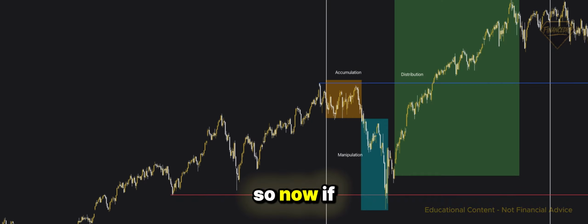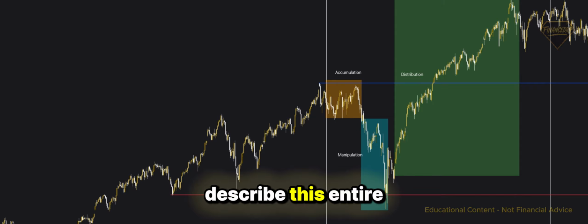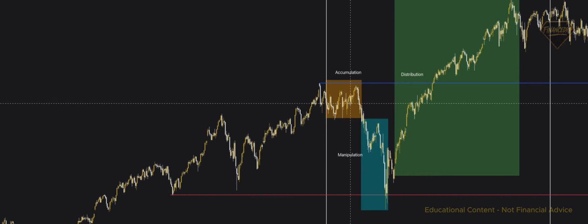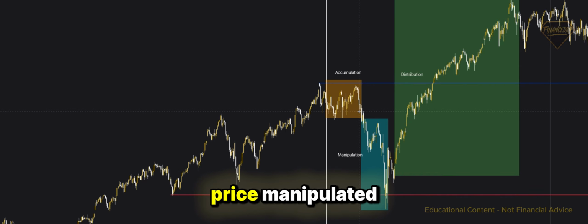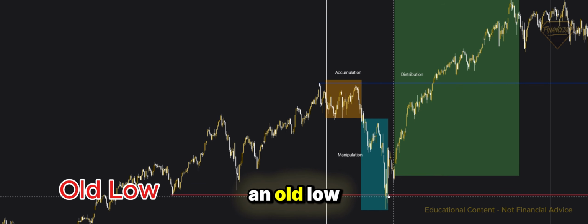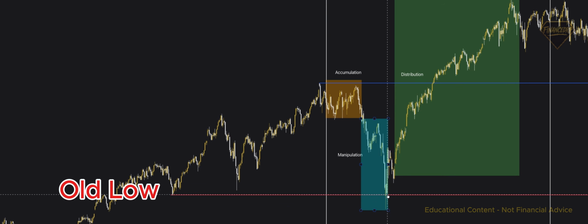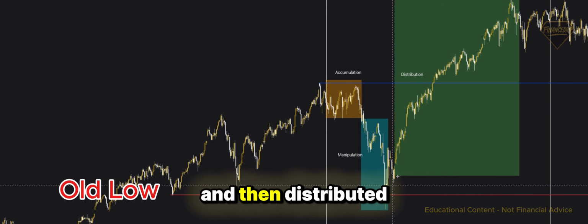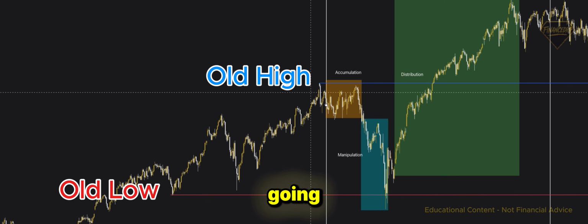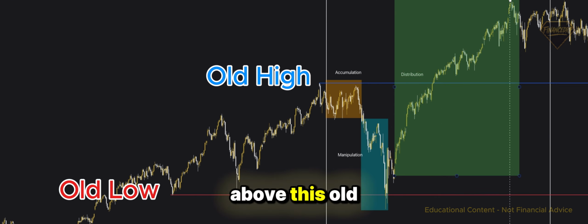So now, if we zoom out for a second, we can now describe this entire sequence with three functions. Here, price accumulates, price manipulated, left the range, was going for an old low, picked up liquidity, and then distributed away and was going above this old high, created a new high.